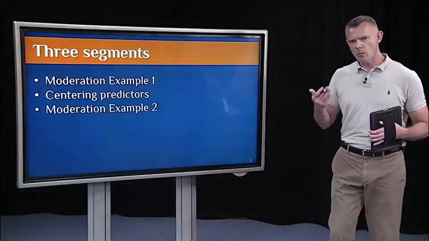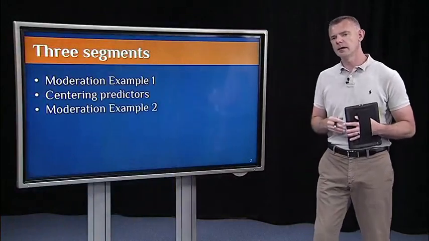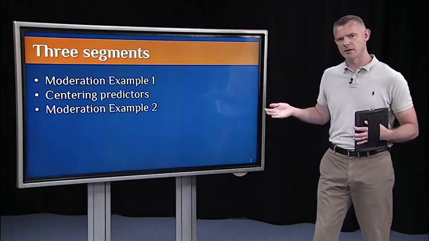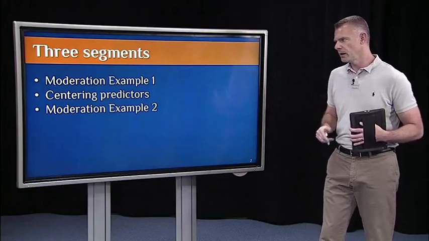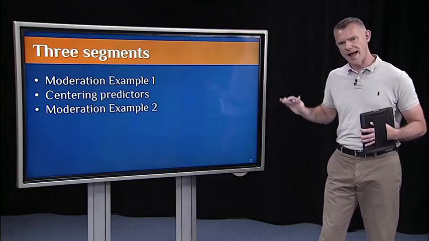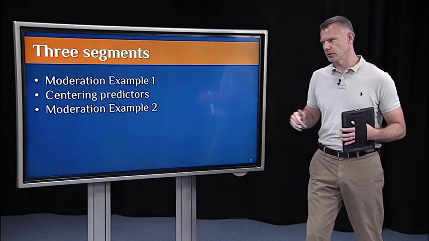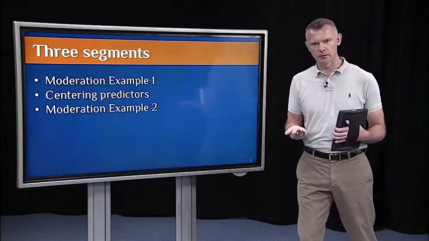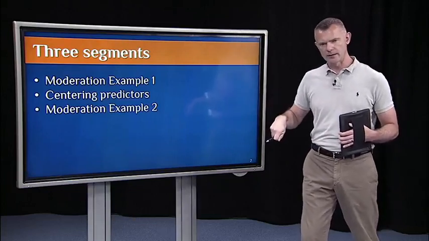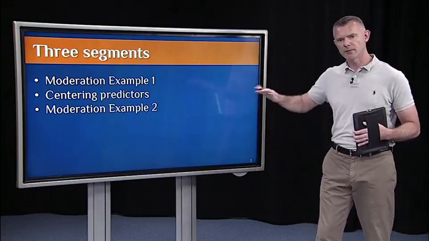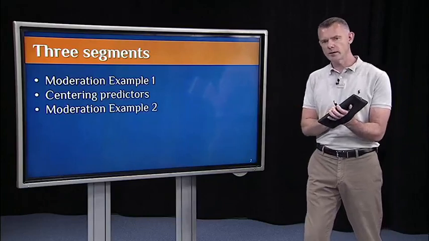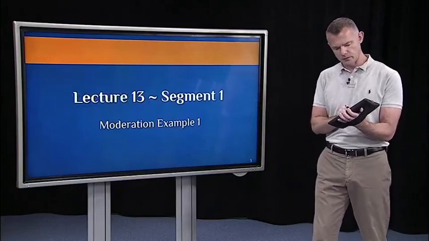In the first segment, we'll walk through one entire example of moderation. They're sort of complex, so it'll take us an entire segment to get through one example. In the second segment, we'll deal with some sort of tedious details, some housekeeping that's involved in moderation, and that's the idea of centering predictors. And then in the third segment, we'll rerun that example from segment 1 after we've centered our predictors and see how it changes. So let's look at one example of moderation in this first segment.